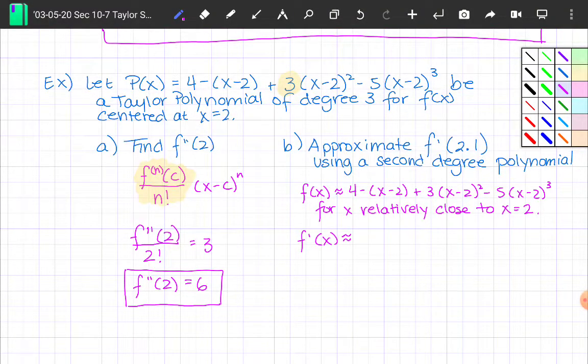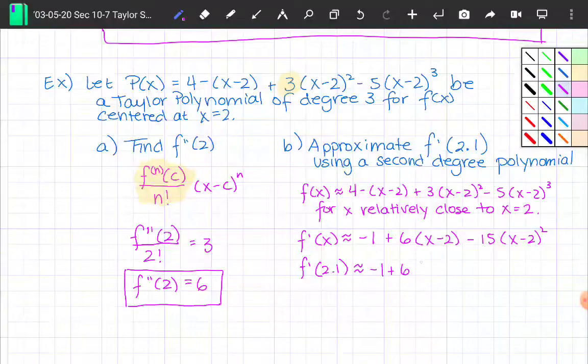So the derivative of 4 is 0. The derivative of x minus 2 is 1, so I'm going to have negative 1. Then I'm going to have 6 times x minus 2 to the first power, and then minus 15 times x minus 2 squared. There's my second degree polynomial, so all I have to do now is plug in. So the first derivative, evaluated at 2.1, is approximately equal to, and I just let all those x's equal 2.1.